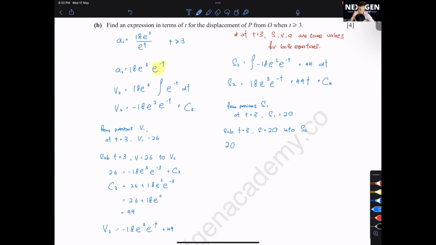So here will become 20 equals 18 e cubed e negative 3 plus 44 times 3 plus C4. Here we get 20 equals 18 plus 132 plus C4. C4 will be equal to negative 130. Therefore your final answer is 18 e cubed e power negative t plus 44t minus 130.